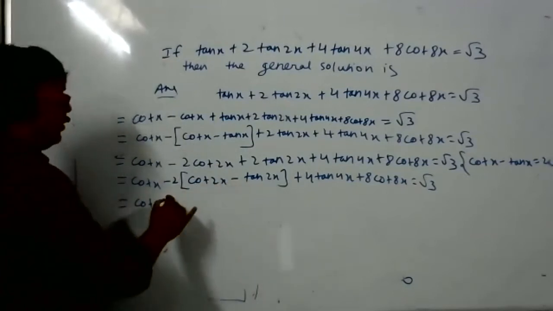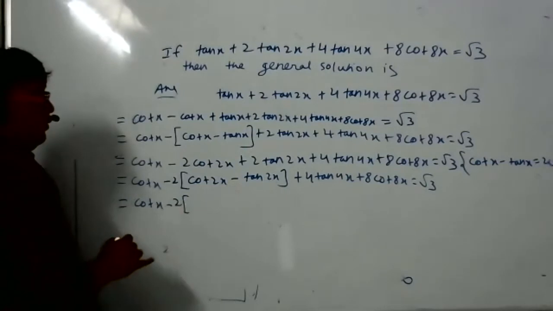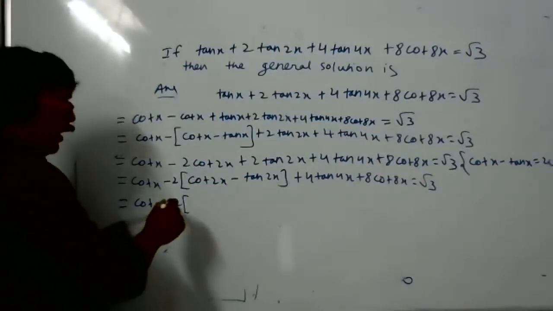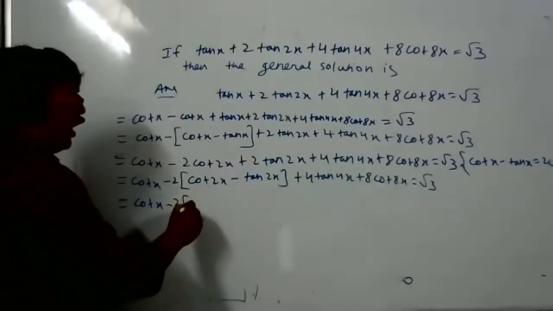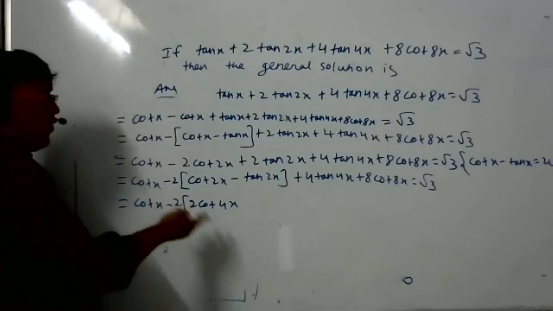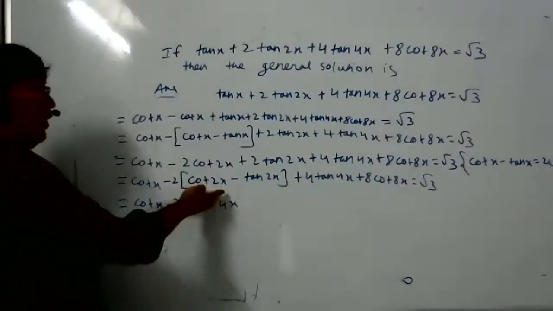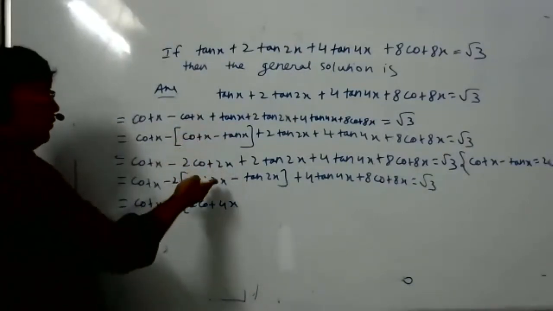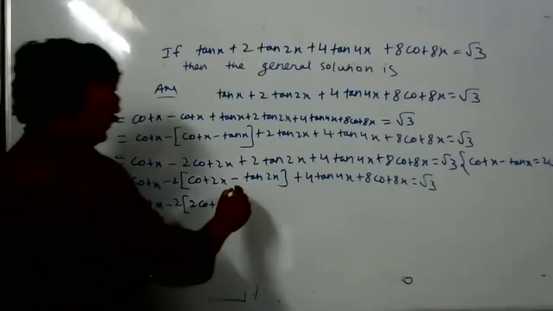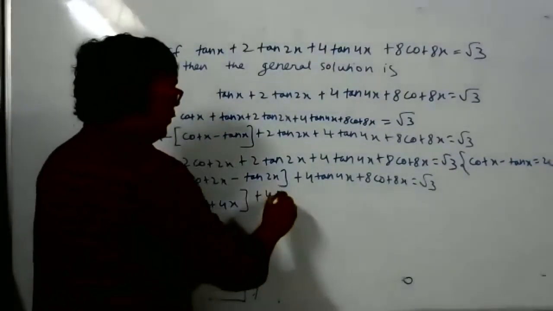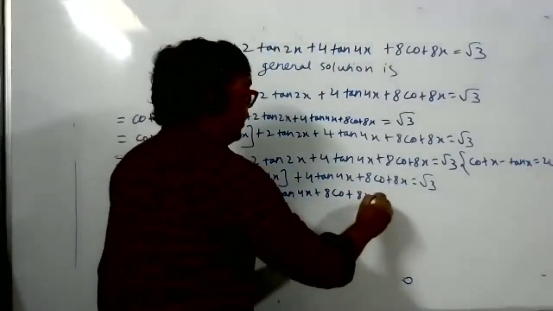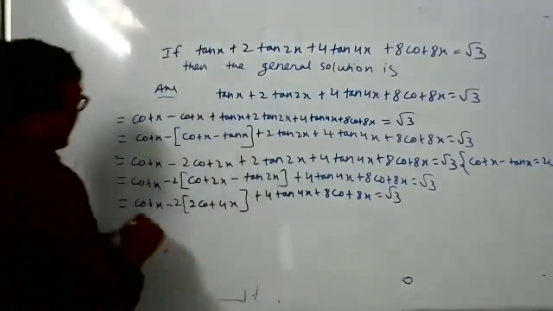So it will be equal to what? Minus 2 cot 2x. So it will be equal to 2 cot 2x minus 2 cot 4x. Okay, because the formula doesn't depend on the angle. Angle was x, so it became cot 2x. Already it is 2x, will become 4x. So now 4 tan 4x plus 8 cot 8x is equal to root 3. Again, the same process will repeat.